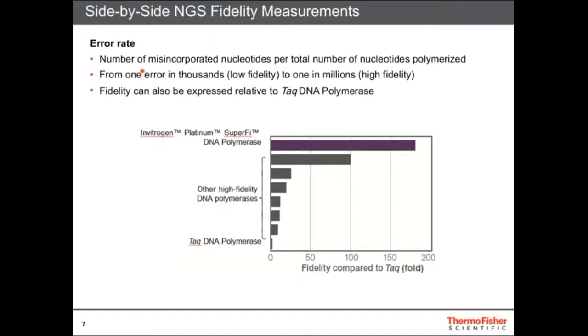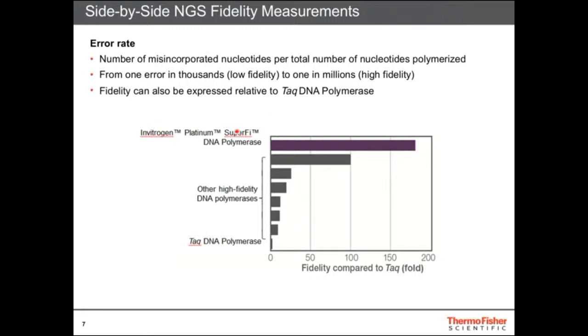So when you're looking at error rate, you actually are looking at the number of mistakes or misincorporated nucleotides within the total number of nucleotides that were polymerized. So in some cases, the error rate for a low fidelity polymerase, such as Taq, will actually be 1 in thousands of bases amplified, versus a higher fidelity enzyme could only make a mistake in 1 in several million bases amplified. But because Taq DNA polymerase has no proofreading activity, we use that as our baseline for all other enzymes that we measure against.